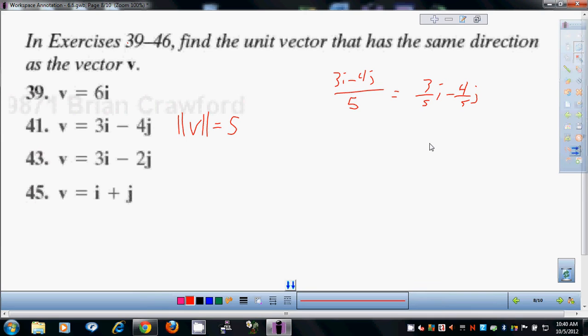The answer, that's a 5. That's the magnitude of it. The magnitude is 5. Somebody found it for me. They did Pythagorean theorem, a squared plus b squared, and found it. Yep.